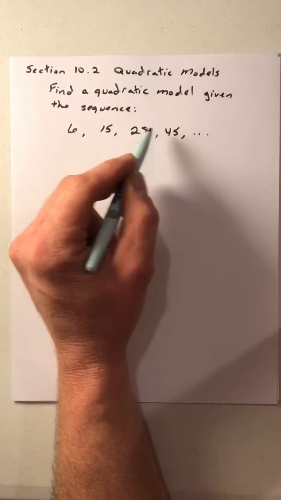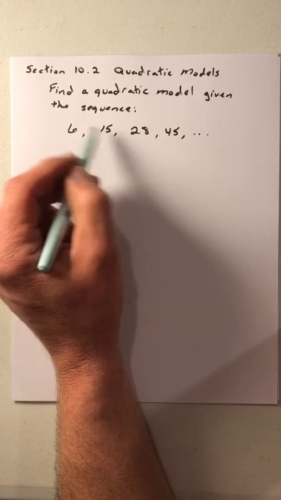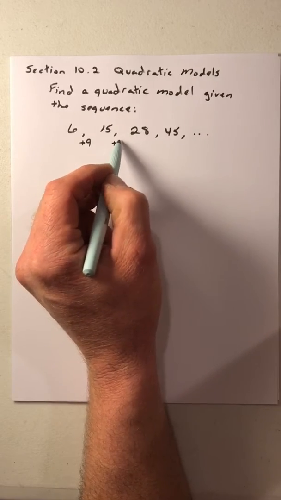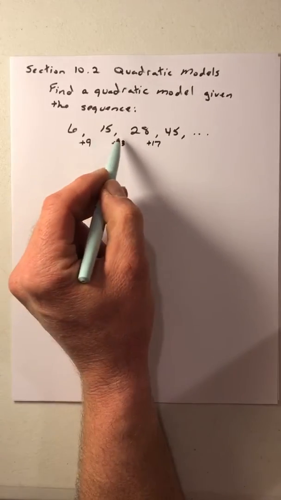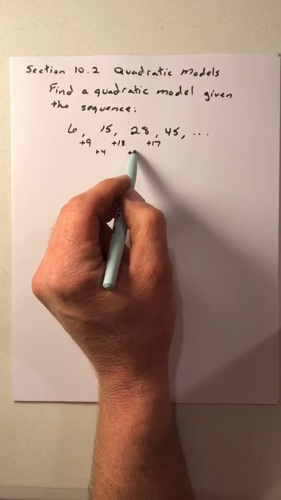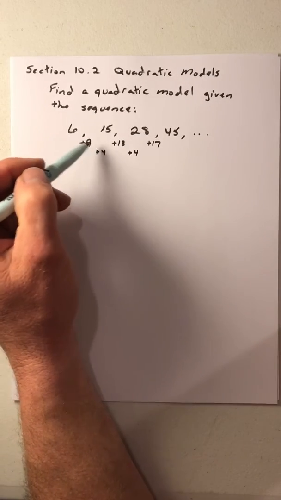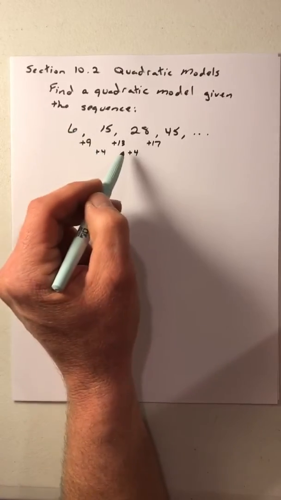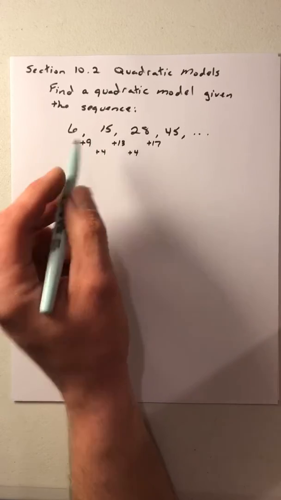So let's begin by looking at the sequence and determining: is it a quadratic or not? If I look at the differences between my terms, 6 to 15, I'm adding 9; 15 to 28, I'm adding 13; and 28 to 45, I add 17. The differences of those numbers, 9 to 13, I add 4; 13 to 17, I add 4 as well. So this tells me that the difference of the differences is a constant, or the second difference is a constant. That tells me I'm going to have a quadratic equation.